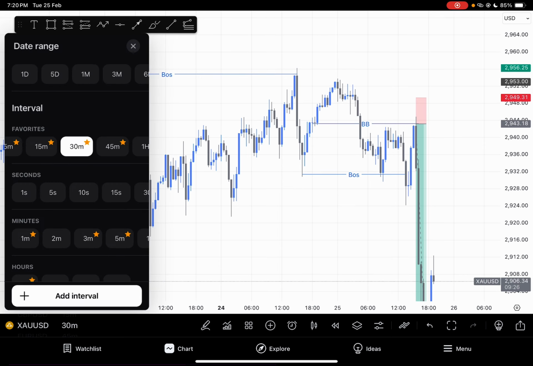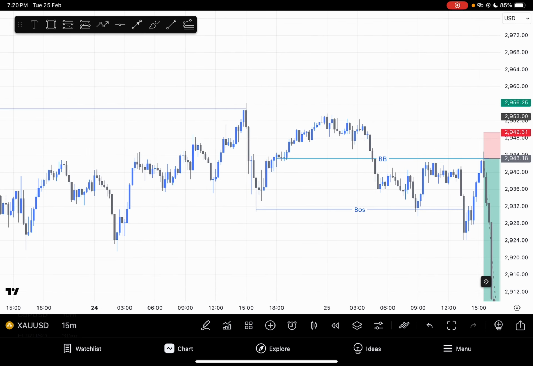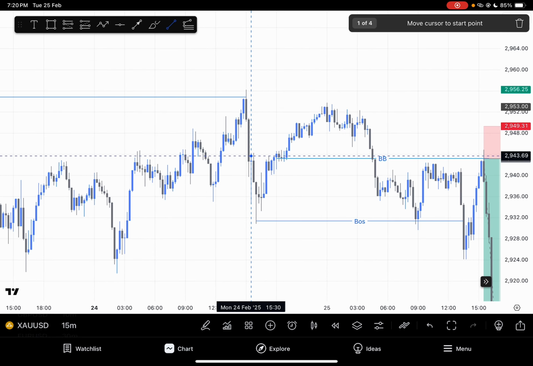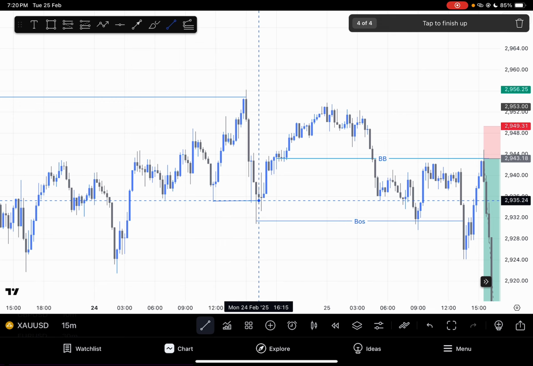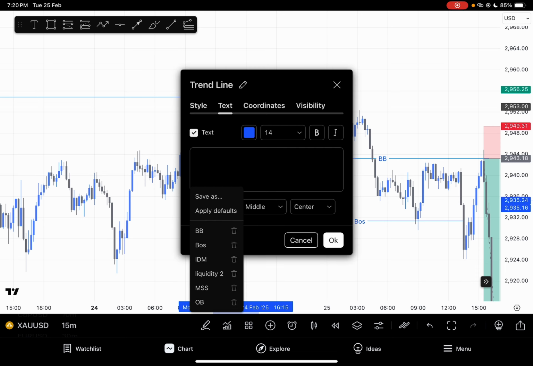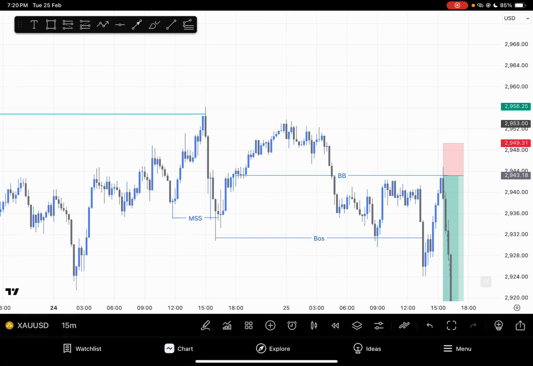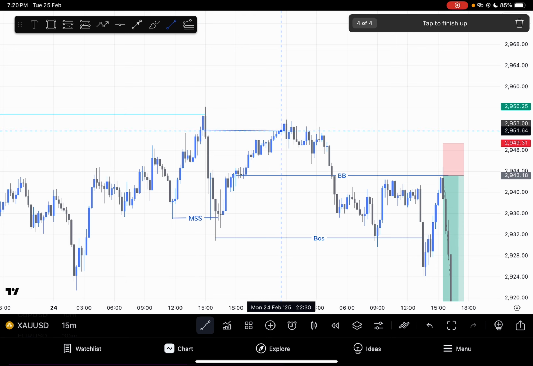We go down to the 15-minute time frame. Price has been creating multiple breaks of structure. From this point here, you see price now created a market structure shift, pushed back again to the upside to tap on this other block here.